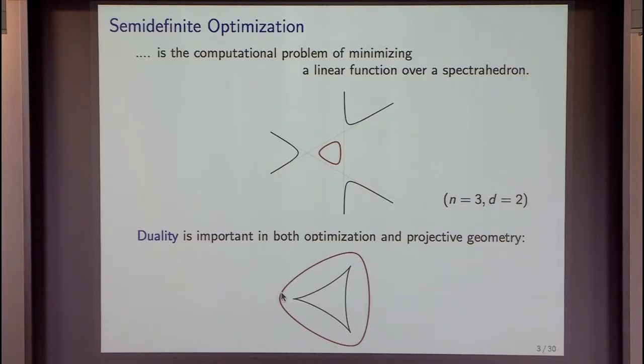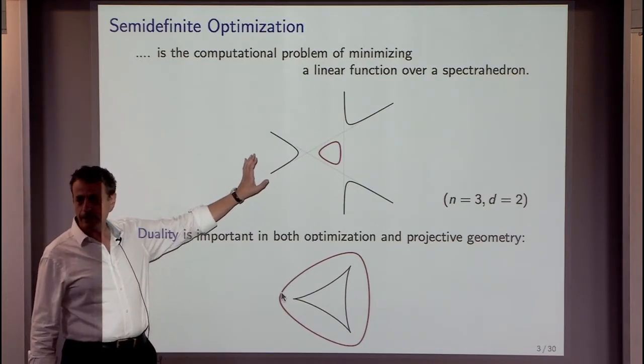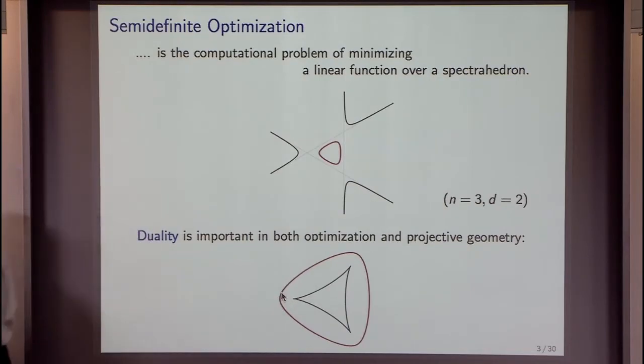So in classical geometry language here, we have a curve of degree 3 and class 6. Down here, we have a curve of degree 6 and class 3.